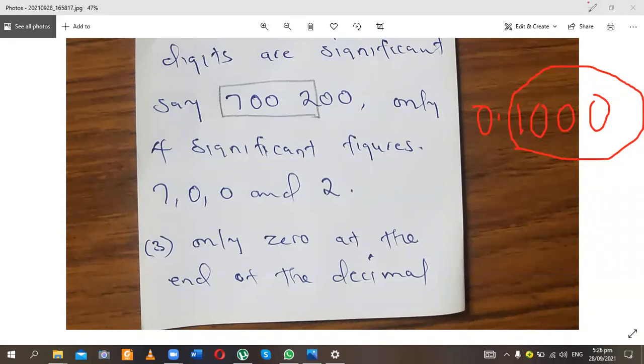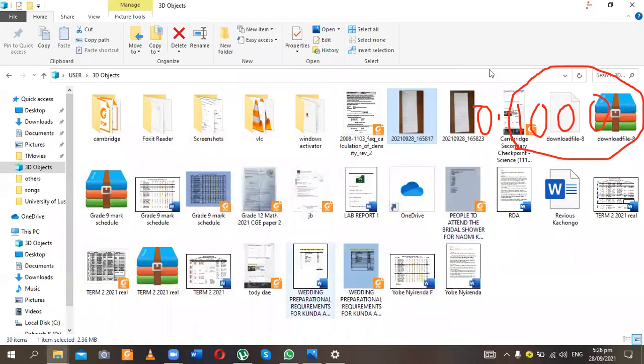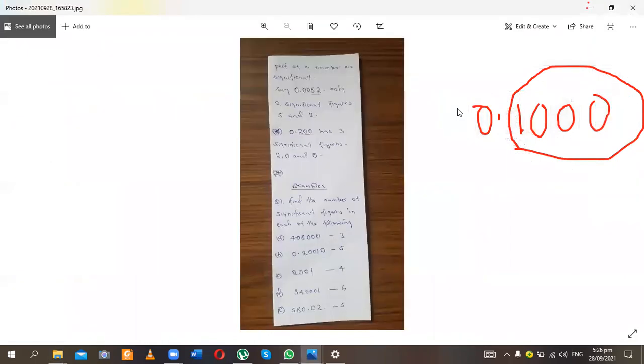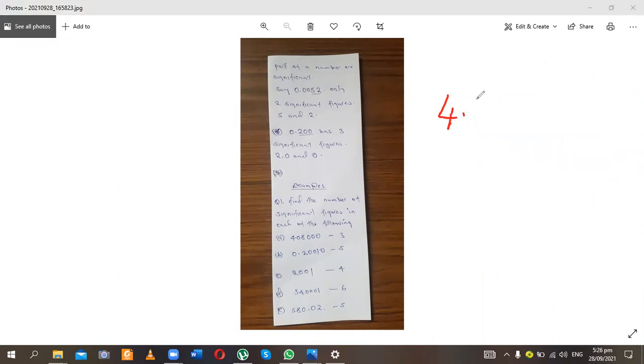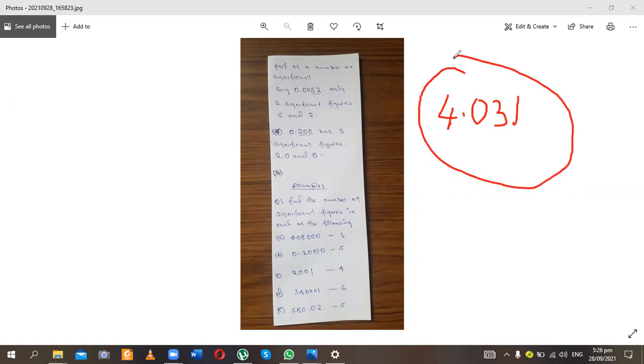So let us see if we can go to the next slide. Okay, this one here. Sir, I have a question. Bring it over. So how about if it was 4.031? That is the question, 4.031. How many significant figures are there?